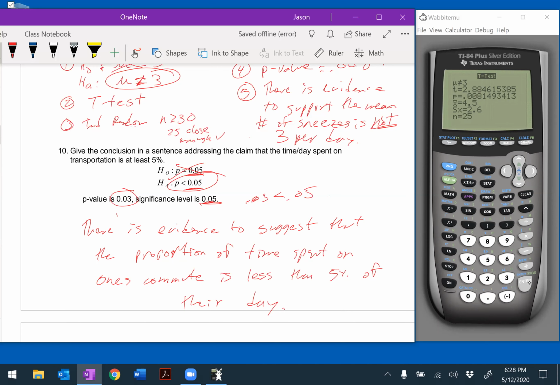No, it's when it's bigger. When it's bigger, we fail to reject. Oh, so when it's smaller, then we do reject the null? Yes. Okay, thank you.